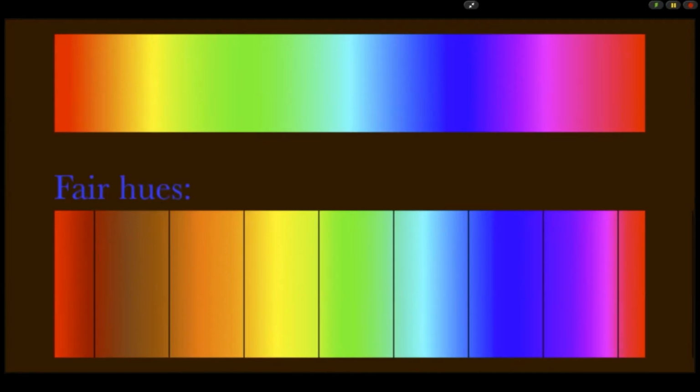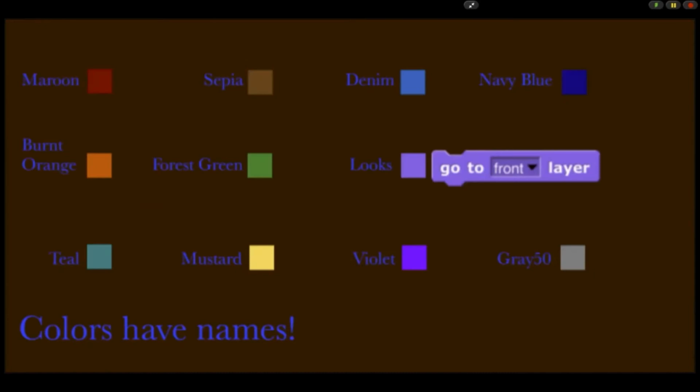The third problem is that although navigating through color space can be fun if you don't care exactly what color you end up with, often you do want a particular color. Colors have names, and you'd like to be able to choose a color by its name. These are examples from a metaphoric 100-crayon box, in which every color has a name. Note that one of the names here is Looks, the color of the Snap Looks blocks. All 10 block colors are named crayons.